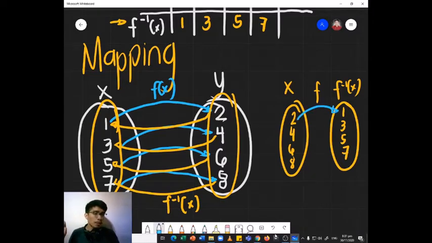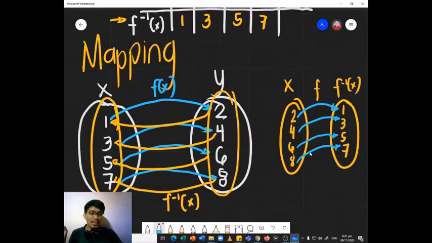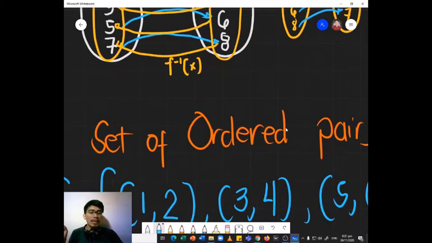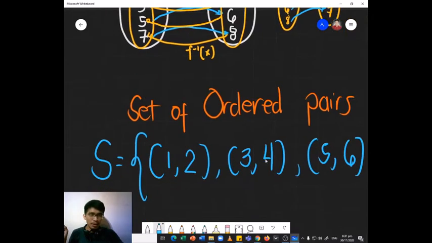So from that, this is now the inverse when it comes to mapping. 2 corresponds to 1, 4 corresponds to 3, 6 corresponds to 5, and 8 corresponds to 7. So that is now the inverse of the function in this representation of function, which is called mapping. Okay, so that's how we treat that one, ladies and gentlemen. So that is the second.